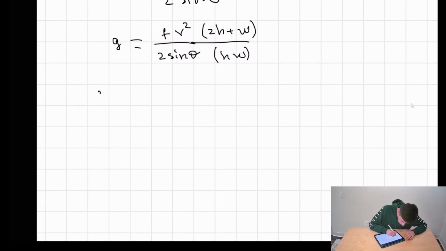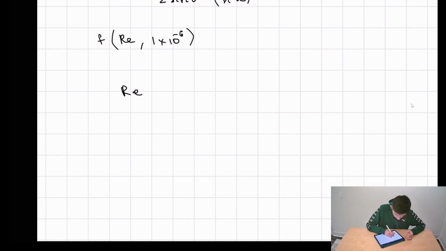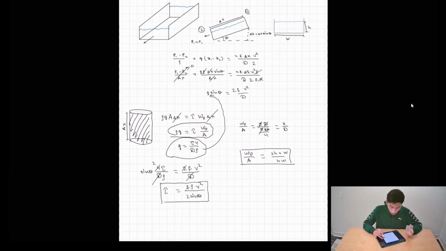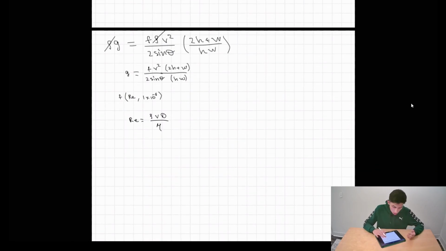So the Fanning friction factor is a function of the Reynolds number and the surface roughness, which we use in our problem. The Reynolds number itself is equal to rho times v times d over the viscosity, right? So the problem is with the diameter. We have a rectangular channel. It does not have a diameter, but it has something called the effective diameter.